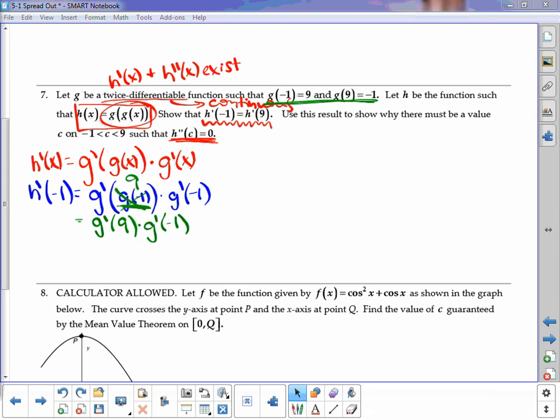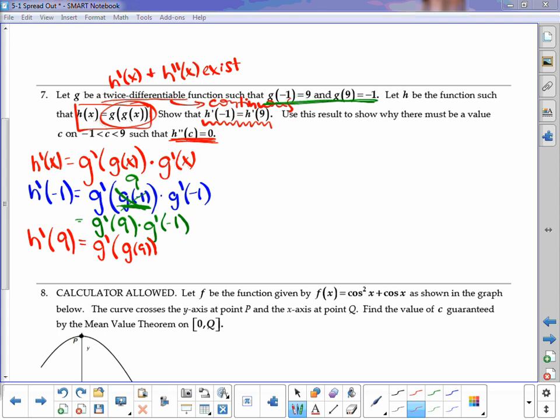Okay. And then we have to show that this is the same as h prime of 9. So h prime of 9 would be g prime of g of 9 times g prime of 9. All right, and what do we know that g of 9 actually is? -1. So this is actually g prime of -1 times g prime of 9. Are those the same? Yes. All right, so let's write it to be the exact same so that it truly matches up.